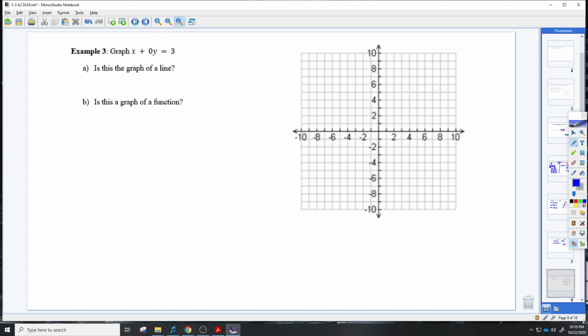All right, example 3. We're going to graph x plus 0y equals 3. I'm going to go ahead and do the same thing we did before, doing the x and y-intercept. And if you are confused with this at all and you want to try to identify the numbers, figure out what is in front of x here. When you don't see a number, that's going to be 1. So let's label our a, b, c.